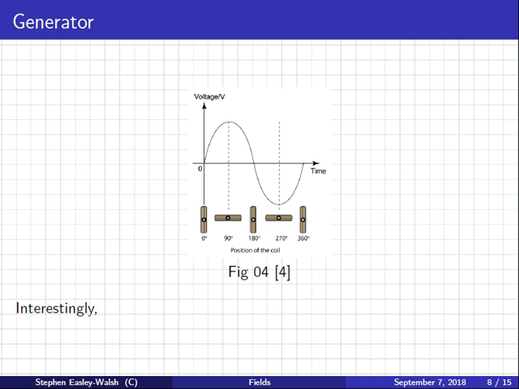Okay. And here I have the positions. So if you start off like this, you get no voltage. And then as you start to rotate it, you get most voltage at 90 degrees, then back to no voltage at 180, and then negative voltage at 270, and back to 0 at 360.